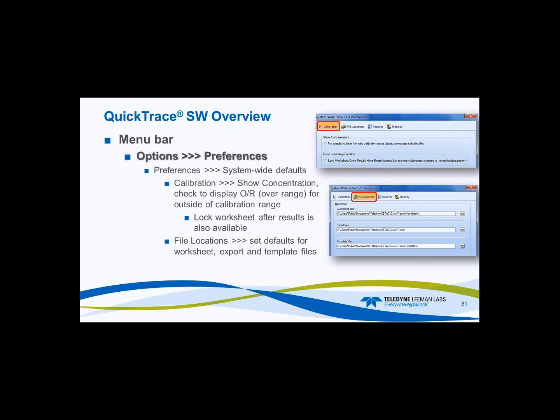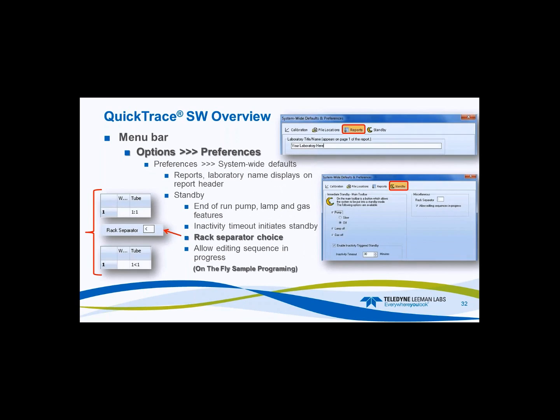And then under the file locations, this is where you would set up your worksheet files. They can be anywhere on the server. Where you want to export them to, you can export them anywhere on the server, typically to the quality control manager that's operating the LIMS system, and also your template files. They can be held anywhere on the server, or they can be locally on the operating system as well.